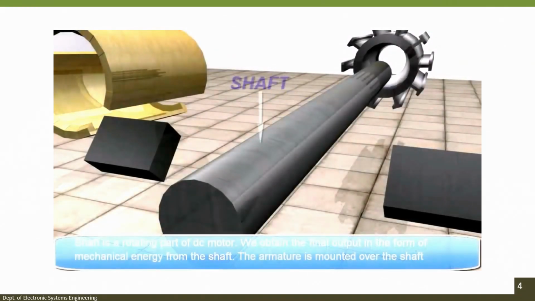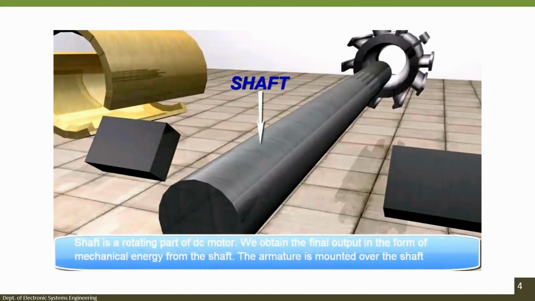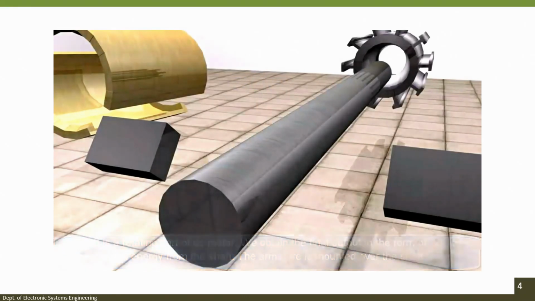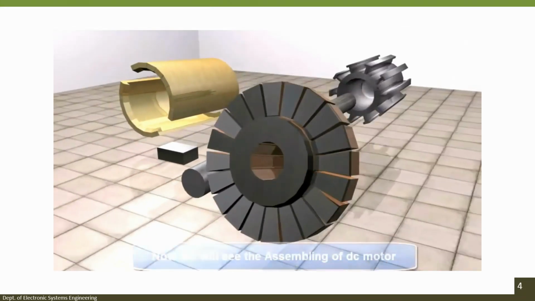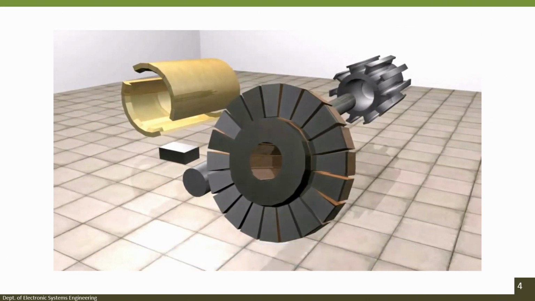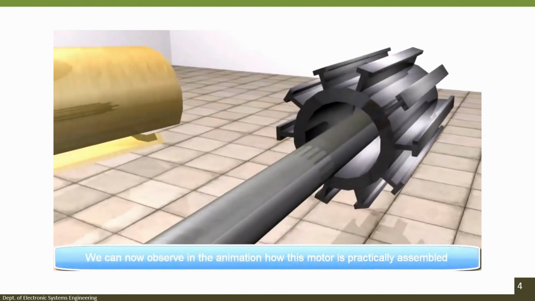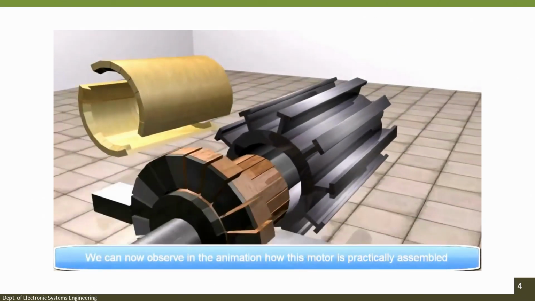Shaft. The shaft is the rotating part of the DC motor. We obtain the final output in the form of mechanical energy from the shaft. The armature is mounted over the shaft. Now we will see the assembling of the DC motor. We can now observe in the animation how this motor is practically assembled.